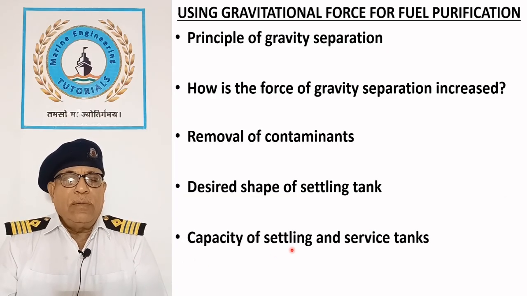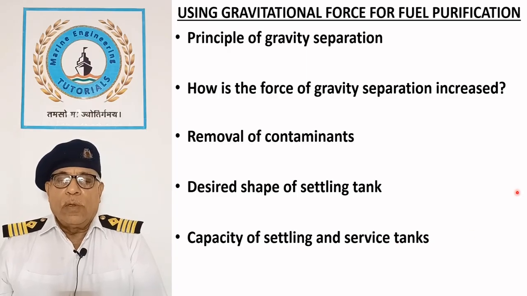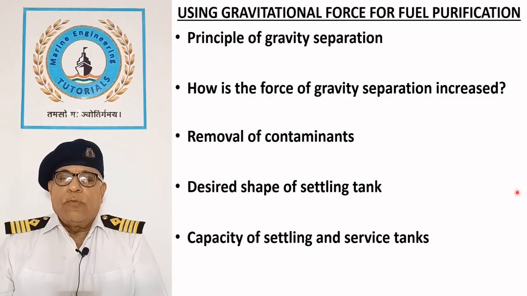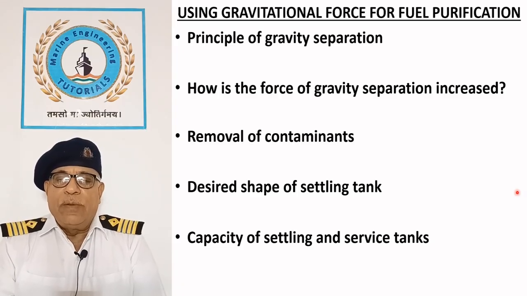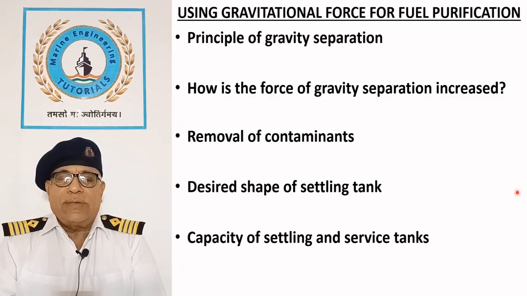Capacity of settling and service tanks. Earlier ships with manned engine rooms were provided with two each settling and service tanks of capacity 25% in excess of the daily fuel oil consumption. Dirty oil was allowed to settle for 24 hours before further purification through the centrifuge and was stored in the daily service tank. Settling and service tanks were changed over after 24 hours for settling and consumption.